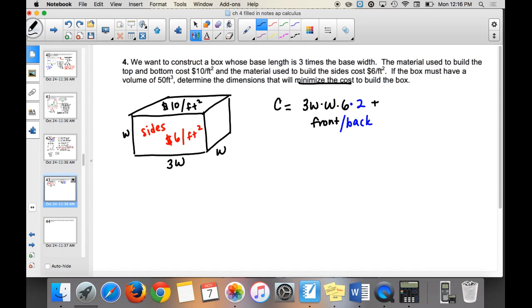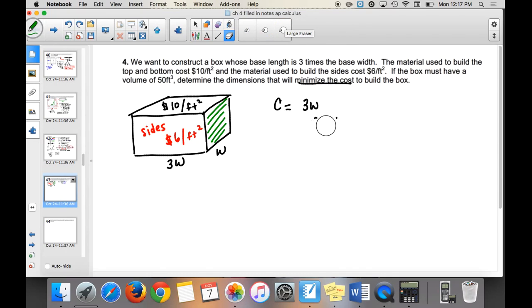All right, and then we do plus. What about the right and the left? So this one. W by... Did I ever say what the height was? I never said what the height of the box was, did I? It must have a volume. Okay, no wonder you guys were confused. You were like, why did you just put W there? Okay, hang on just a sec.